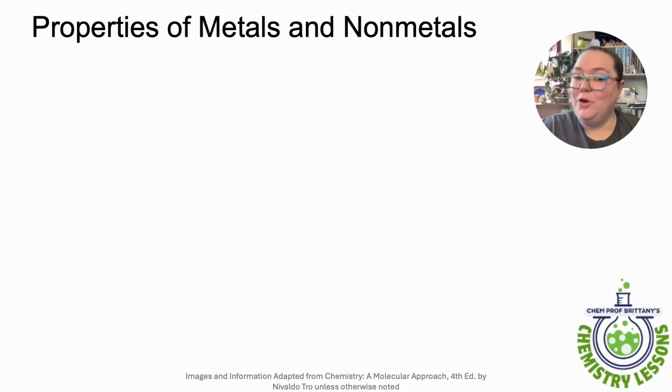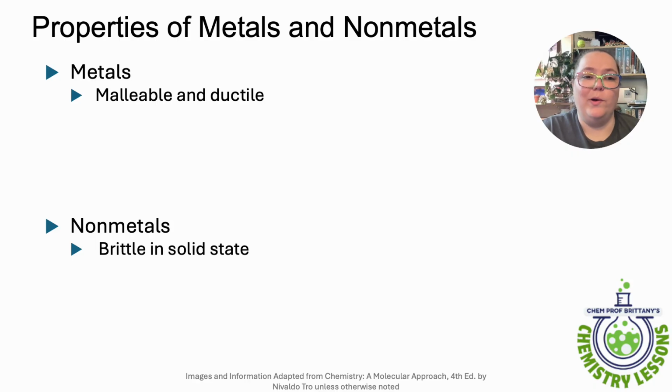So, we all know what metals and nonmetals are, so let's talk about some of their properties. First, whereas metals are malleable and ductile, nonmetals are brittle in their solid state. Malleable is our ability to take a hammer to it and whack it, and it just flattens out into a sheet. This is how we get gold pounded out into sheets. And ductile is our ability to draw stuff out into wire. We pull on it and it makes a wire, right? That is not the case for nonmetals. They are brittle in their solid state.